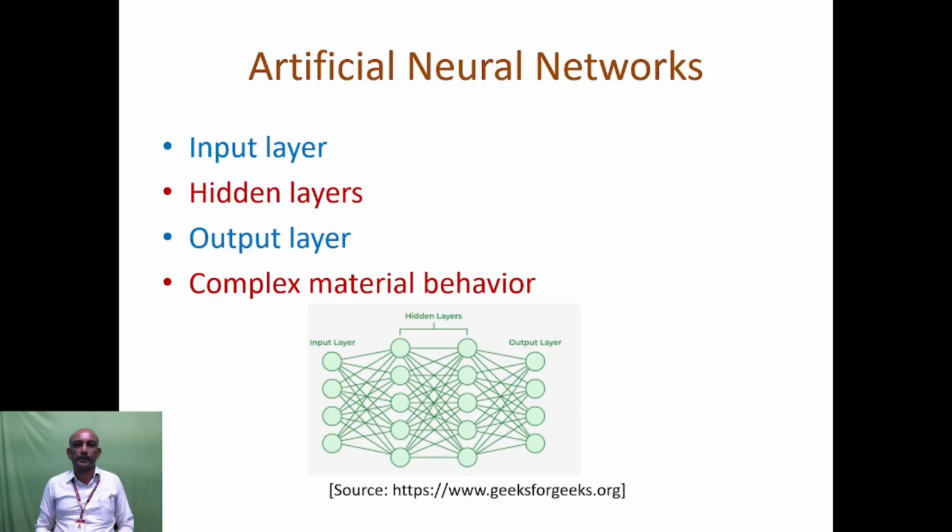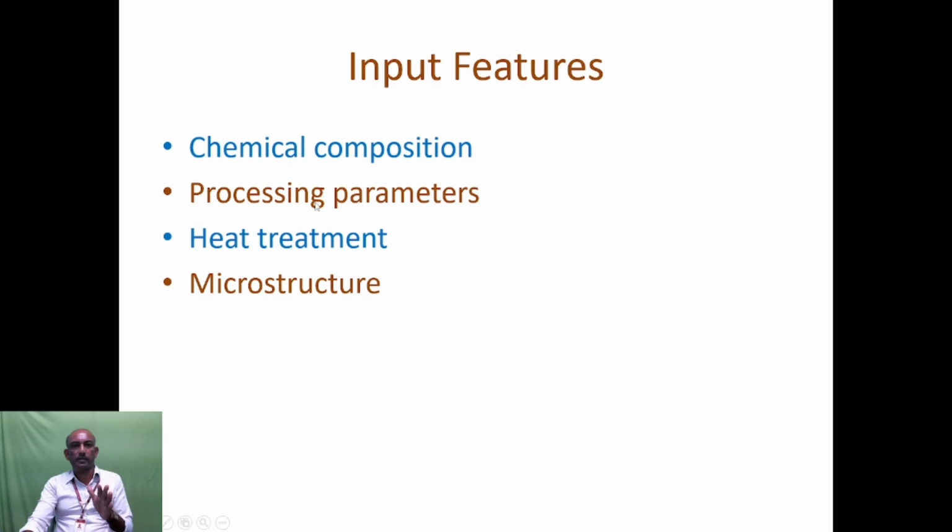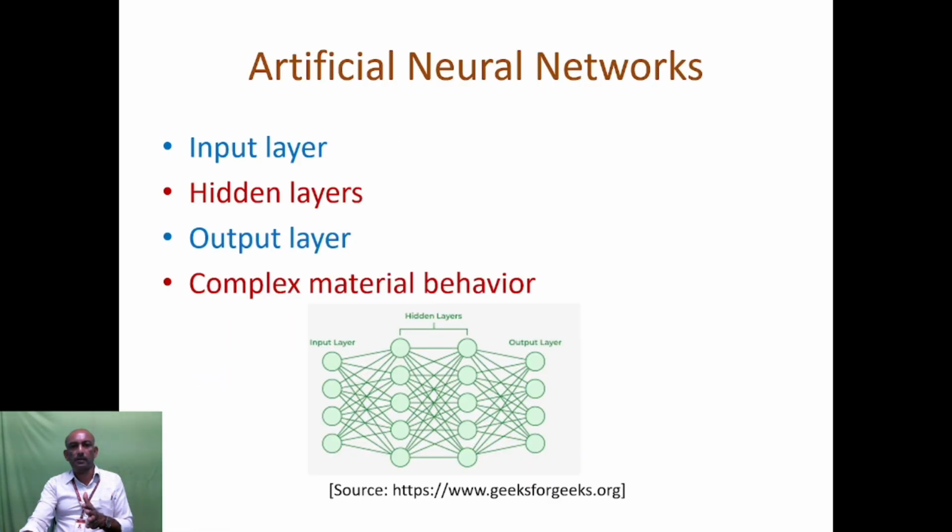Okay. This is the artificial neural network I mentioned in the previous slide. There is an input layer and an output layer, and in between them hidden layers. The input layer has some parameters. In the two previous slides, we analyzed what the input parameters are: chemical composition, process parameter, heat treatment, microstructure. So we put all the required input parameters in the input layer.